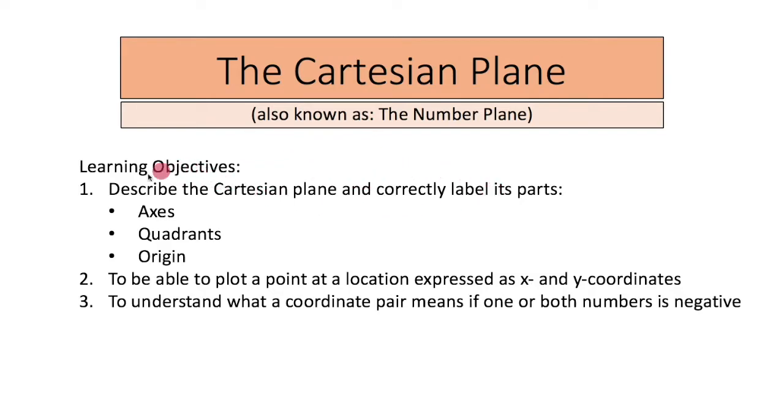Let's now go through the learning objectives. So first, we're going to describe the Cartesian plane and correctly label its parts, the axes, the quadrants, and the origin. Next, we want to be able to plot a point at a location expressed as x and y coordinates. And then finally, to understand what a coordinate pair means if one or both numbers is negative.